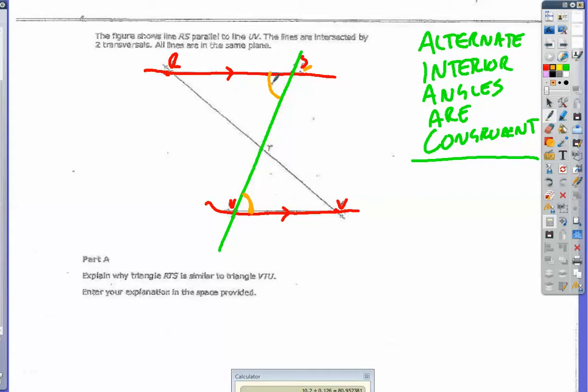To show congruent angles, we have this little arc with a line through it. That means these angles are congruent. That's just what it means.